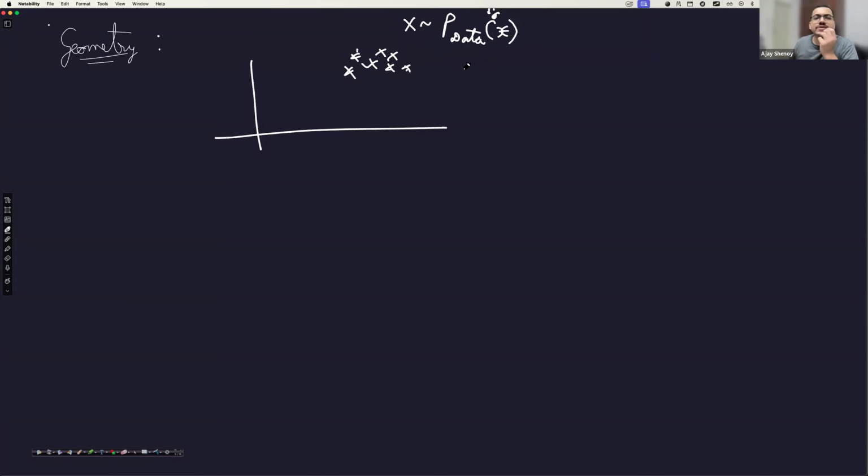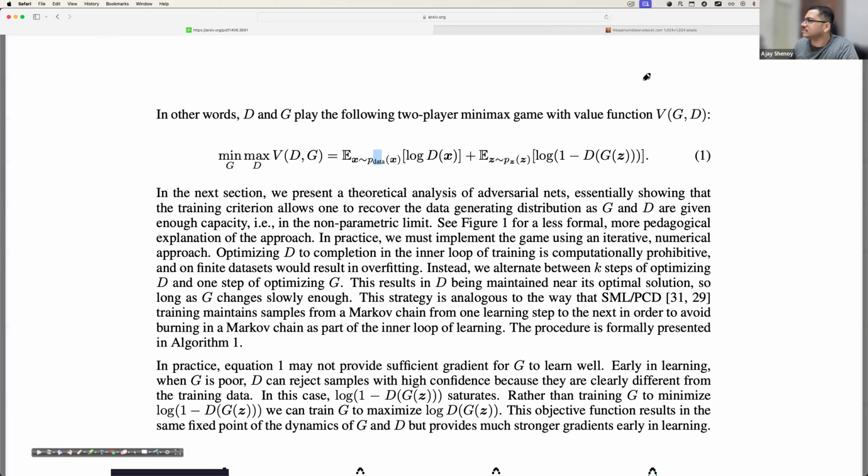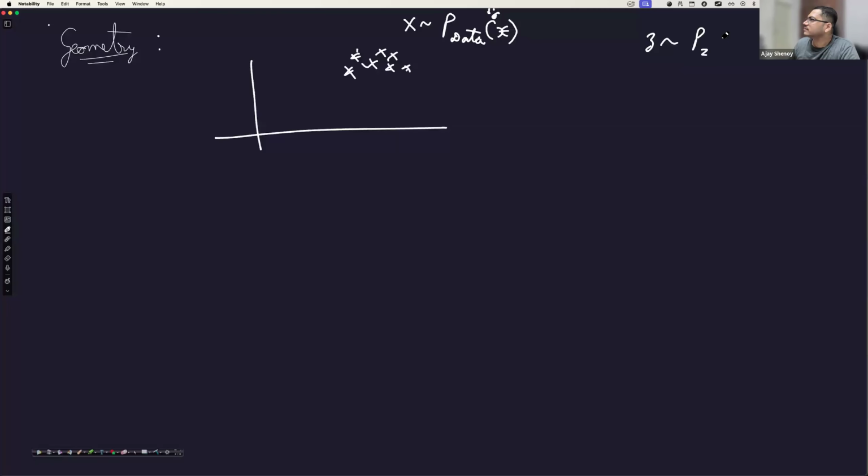So he calls this x coming as p data of x. Okay, and in our mind we can think of images or something like that. Now there's another distribution we bring in, again very similar to our VAE setup. We bring in z coming from what he calls pz, pz of z. Okay, and this is typically a standard Gaussian, 0 comma sigma squared I. Okay, this is a standard Gaussian.